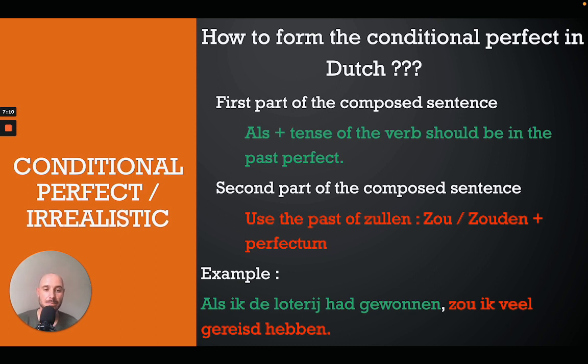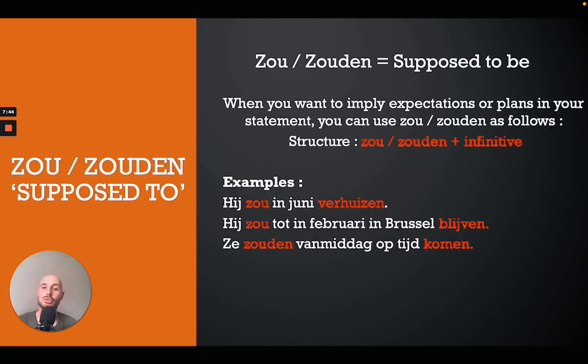Then we look at the second part of our sentence. Again, we have zou, past of the verb zullen, and then gereisd hebben. Gereisd hebben would be the present perfect or the perfectum of reizen. Ik heb gereisd. Right? So that is how we form it. This one is a little bit more difficult, not used that much, but it's always useful to know because maybe one day it'll come in handy. Alright, we'll go to the next one.